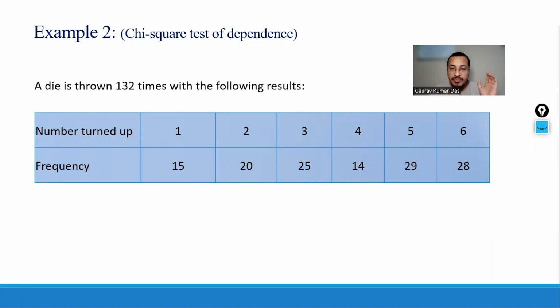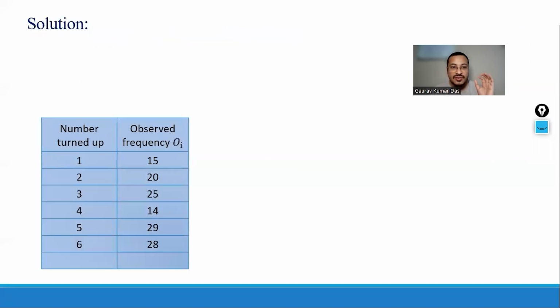In the chi-square test of dependence, we deal with frequency calculations. Just like in the chi-square test of variance, we calculate and compare the variance, here we'll be comparing frequencies. So what is the question being asked? Is the die unbiased or not? So the first step: this is the table given to me. Let's look at the solution now.